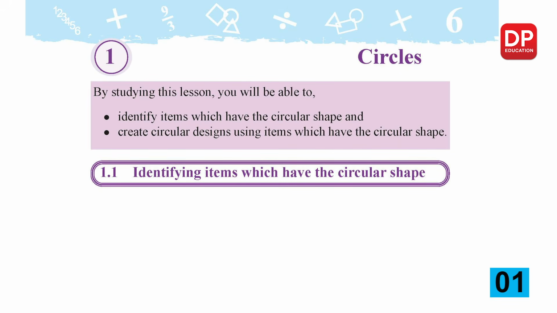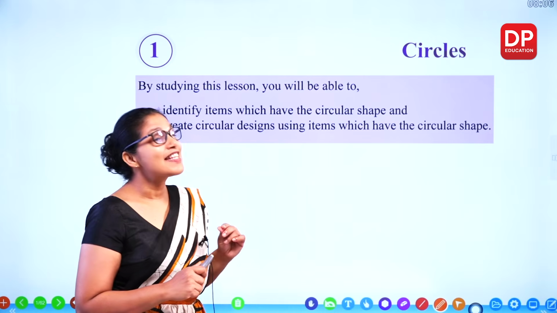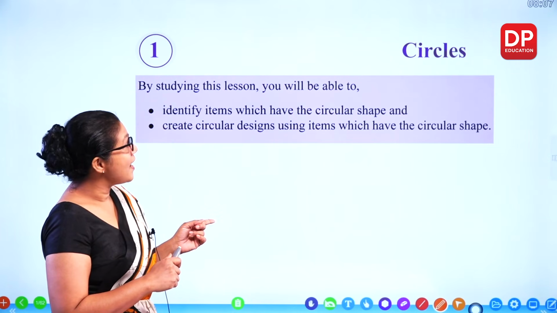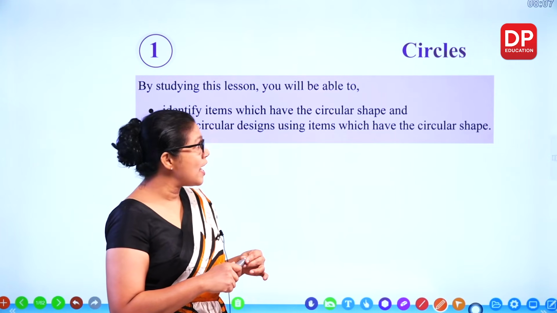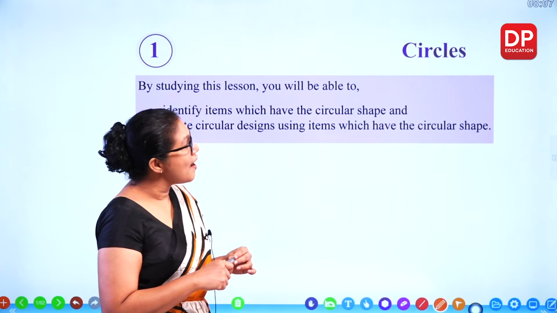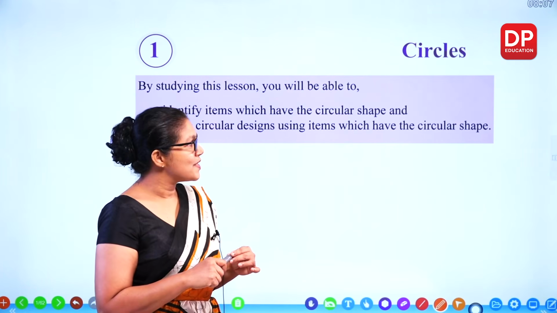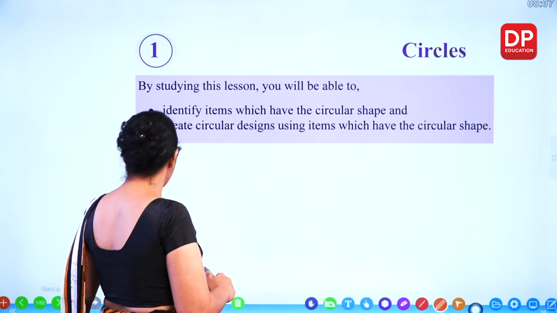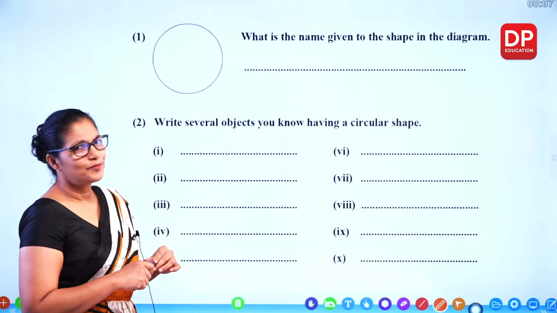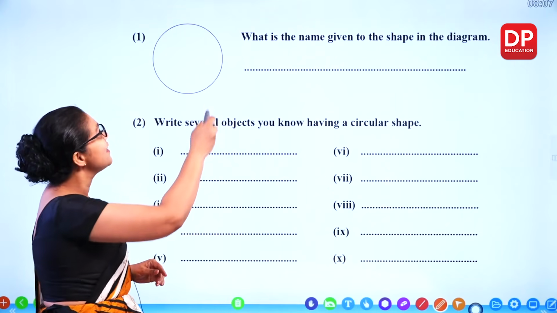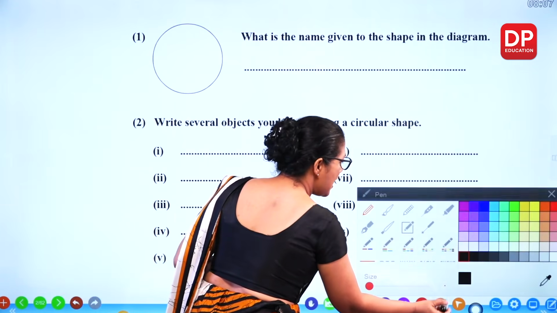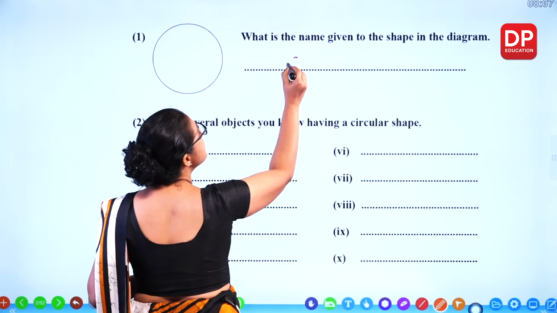So the first lesson in your textbook is circles. So in this lesson, we'll identify items which have the circular shape and circular designs using items which have the circular shapes. What is the name of this figure? You already know that. That's a circle. So we can write the name of this figure is a circle.